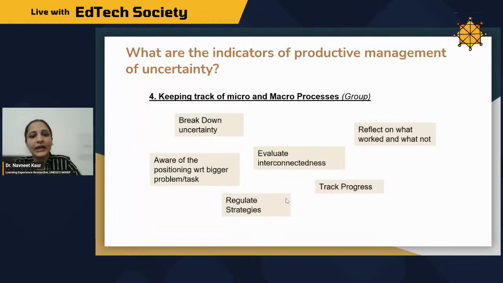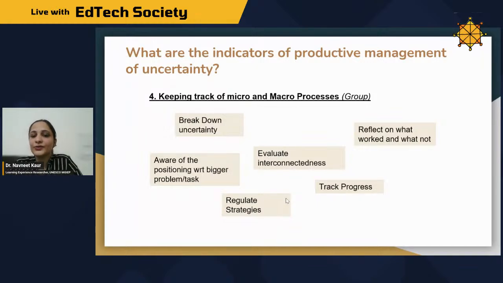productively. Then, are they keeping track of micro and macro process? What does it mean? That they are aware of their position with respect to the bigger picture, the bigger problem that they are solving, and of course they are also aware about what is their current situation. So for that, you can see that they are breaking down uncertainty, and while they break down, they are also trying to evaluate how these sub uncertainties are interconnected to each other.